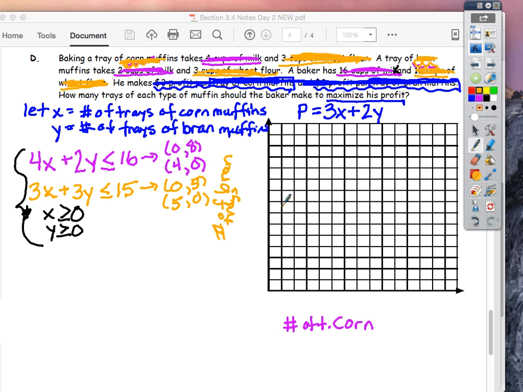Do I have to change my scale at all, or can I go by ones? I think I'm okay with going by ones and keeping this on here. Remember, you do want to be conscious of that. Get these intercepts first before you actually graph it. It's a good idea. So here, I'm bounded by my axes for my hidden constraints, and then I'm going to get these graphs.